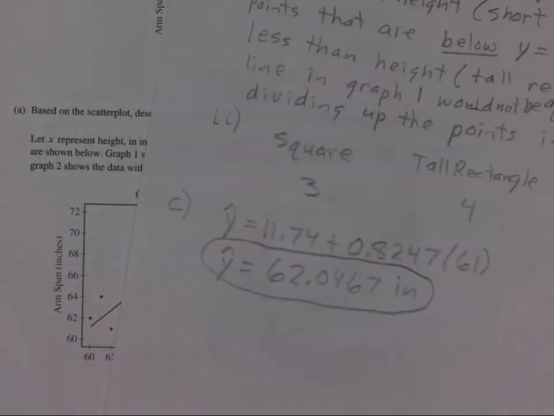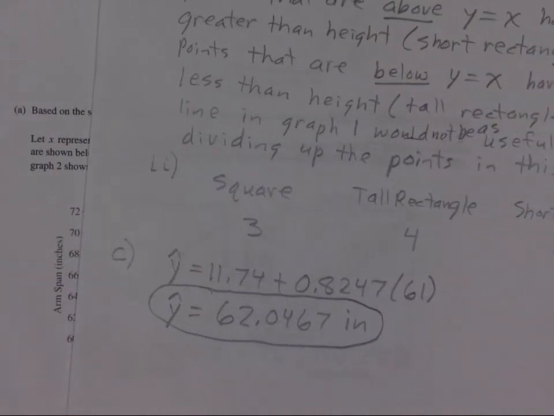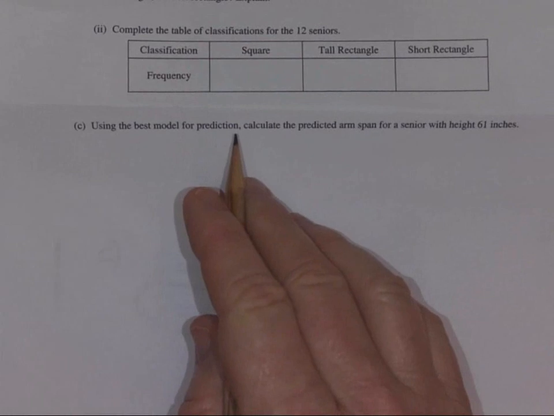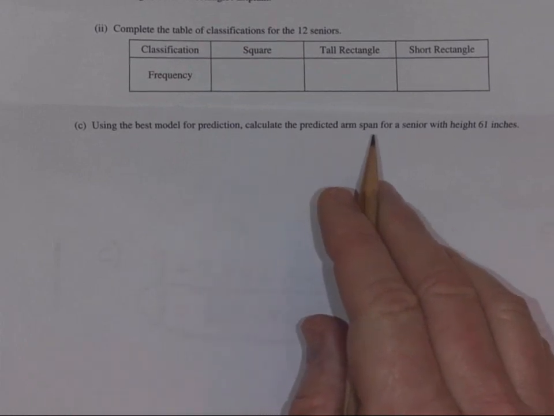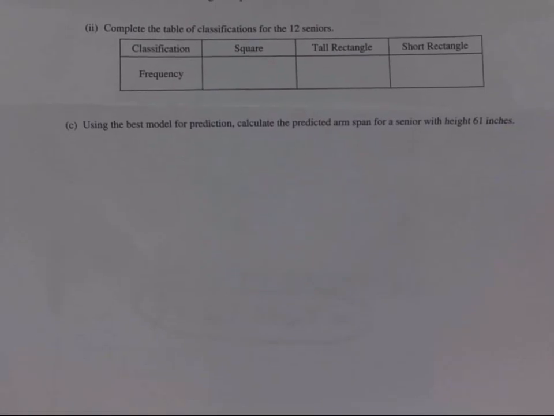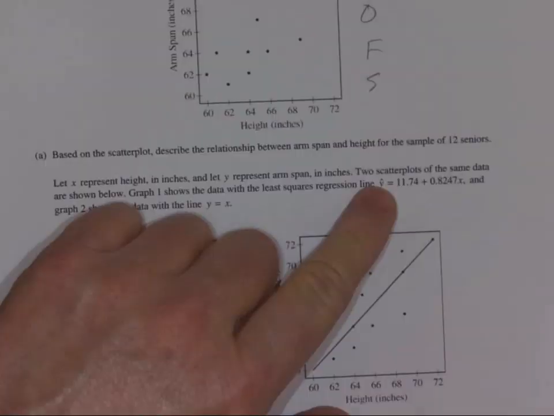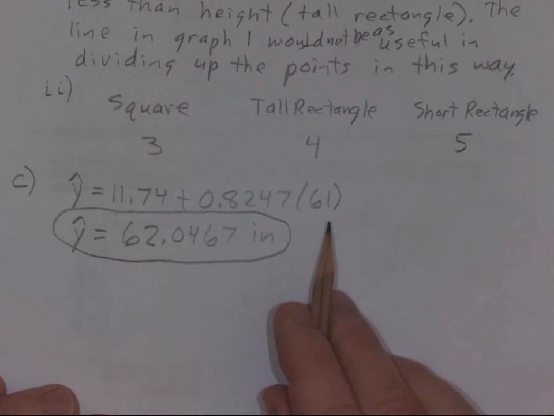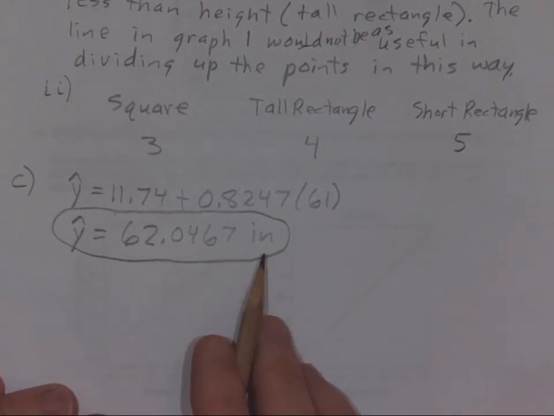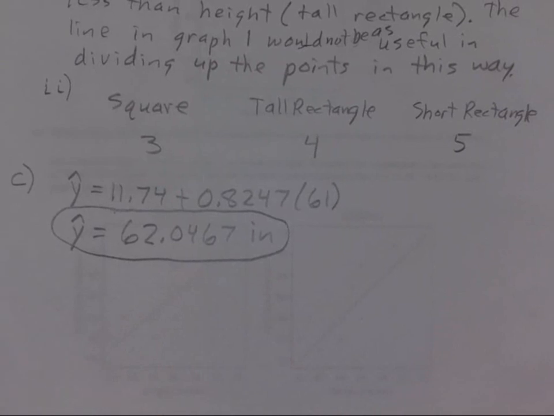And so then lastly, it said using the best model equation, calculate the predicted arm span for a senior with a height of 61. Well, the best model equation is the least squared regression line, and so that is that guy right there. And so you just plug 61 in there and put 62.0467 inches, and make sure and put inches. They actually counted that partially correct if you didn't put inches in this one, but make sure and show it plugged in.